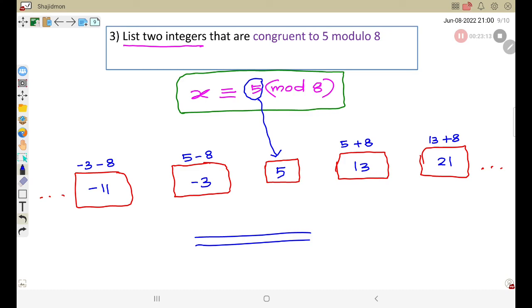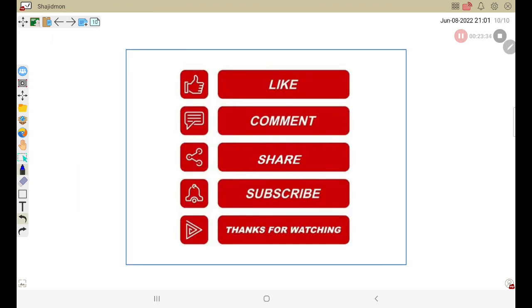So this is the answer here. List 2 integers that are congruent to 5 modulo 8. I hope you understood the idea of congruence, how we check whether numbers are congruent, the congruent modulo symbol, and how we say 2 numbers are congruent modulo some number. So it is easy. I hope you understood this idea of modular arithmetic.